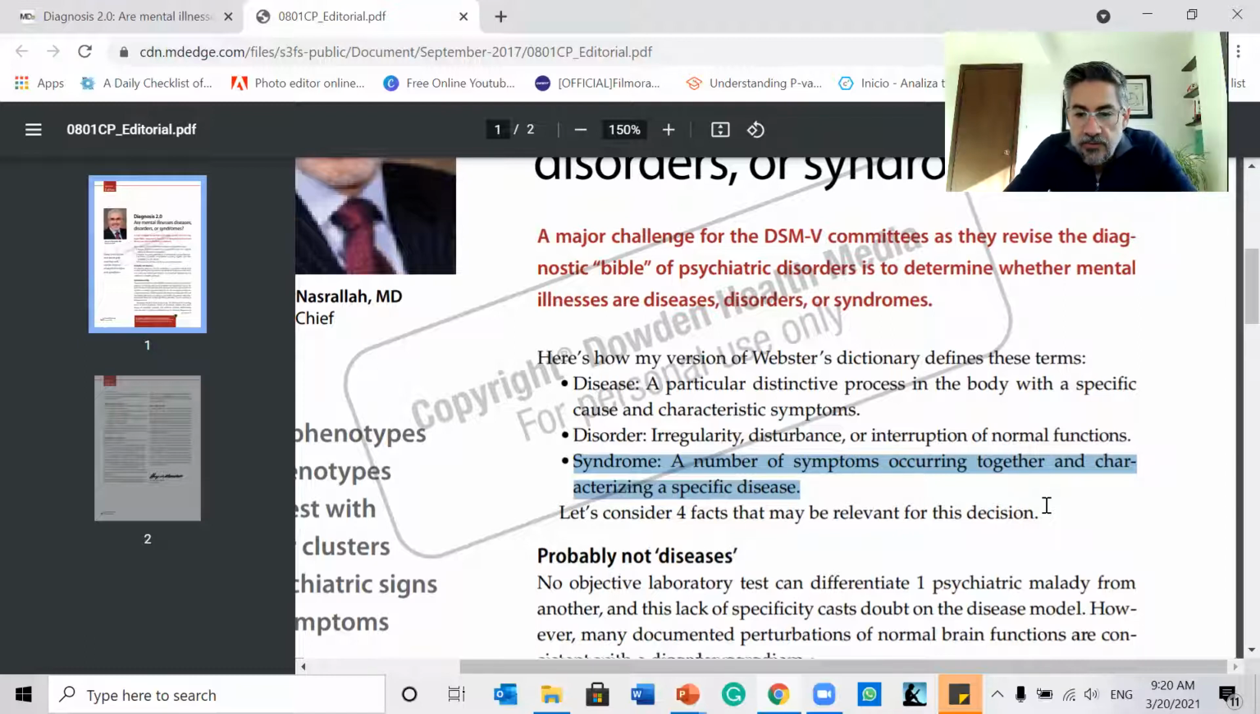Now, here, as you can see, they are talking about a number of symptoms happening at the same time and that they are characteristics of something. For example, my son has the syndrome that I have shared with you, right? That is Cloves syndrome. Why is it that we are not calling them disease?